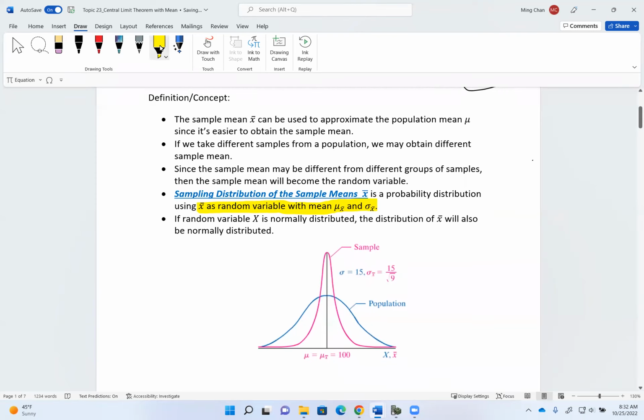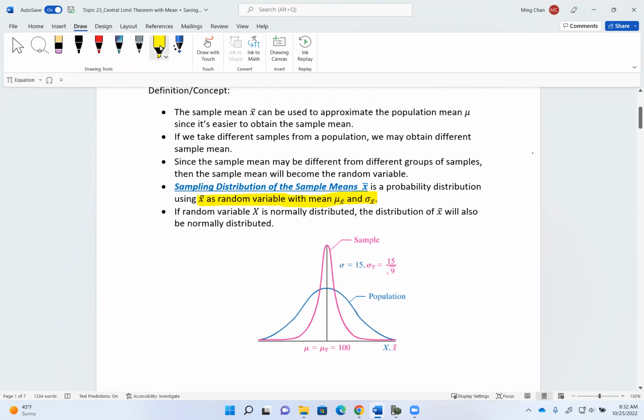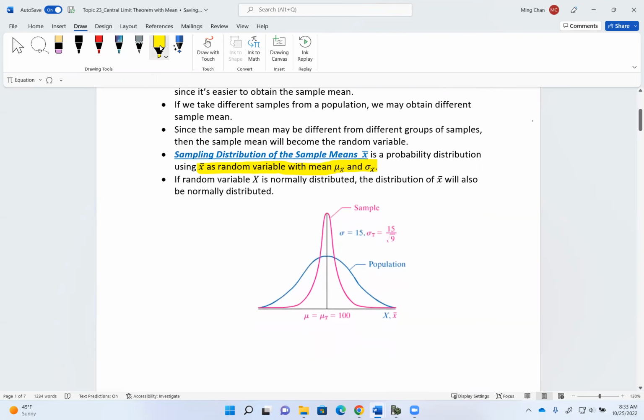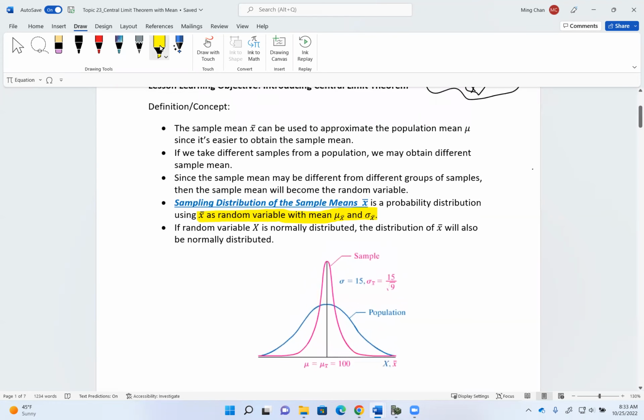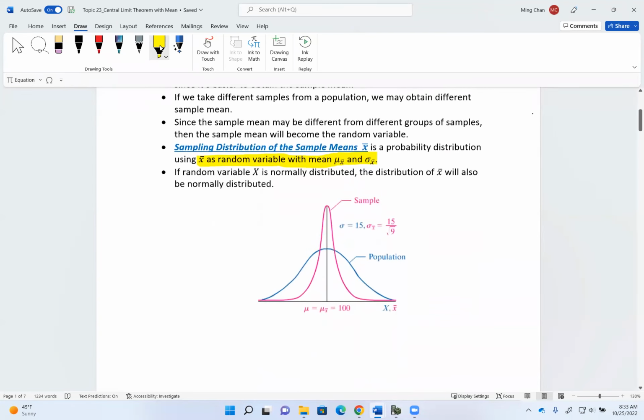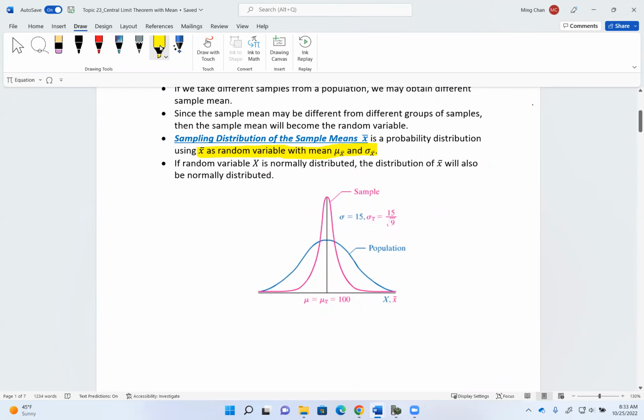If the random variable X is normally distributed, the sampling distribution of X bar will also be normally distributed, with a slight difference. The blue curve right here is normally distributed with the random variable X. When we take lots and lots of small samples, all those sample means become a random variable also. Those coming from all those samples still give us a normally distributed curve, still a bell curve shape. It just jacks up a little bit higher.